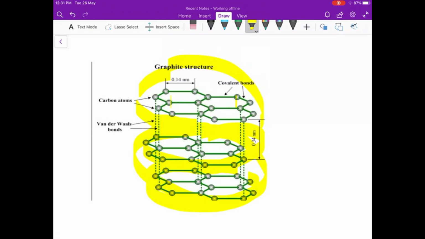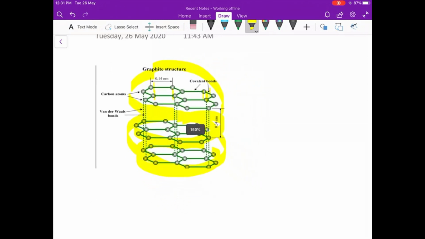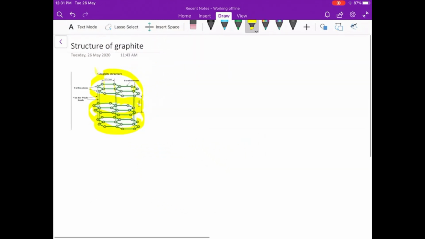Now you can see this is how the carbon atoms are connected with one another. You can see this kind of hexagonal ring is formed. Each one is connected to another in one layer, then another layer, third layer, fourth layer, and it keeps going on and on like this.